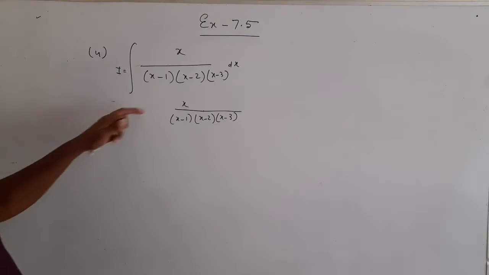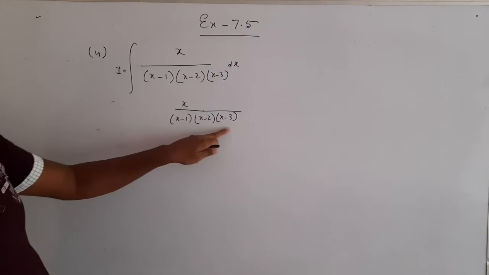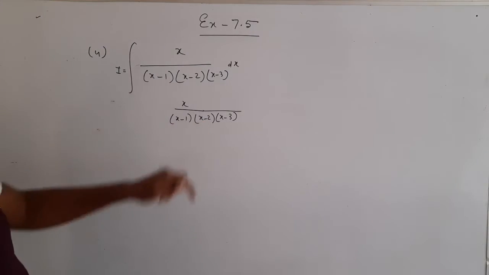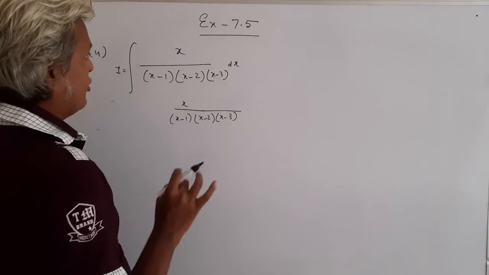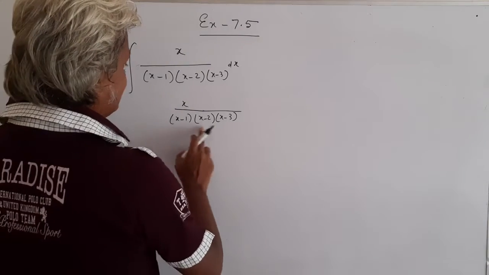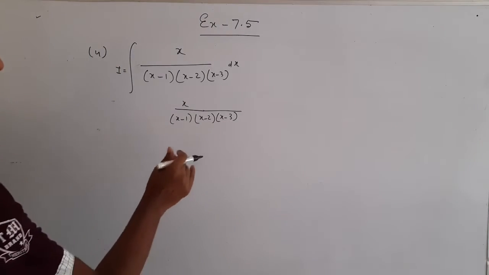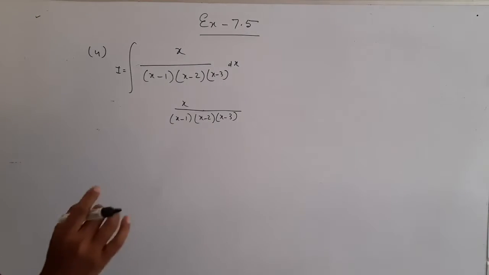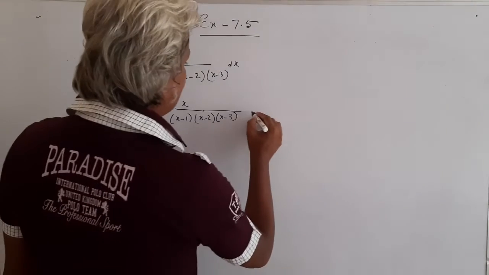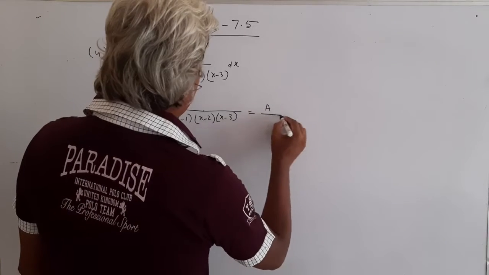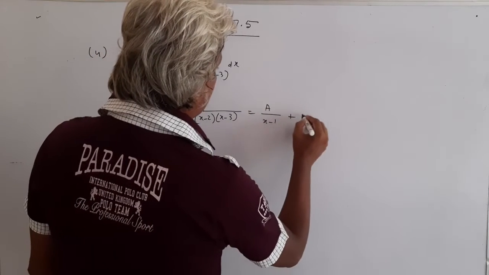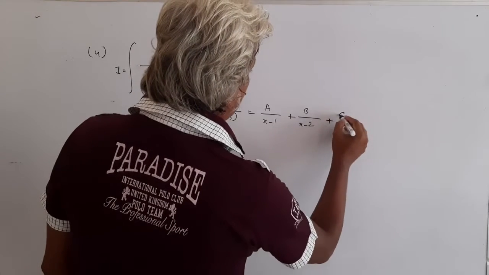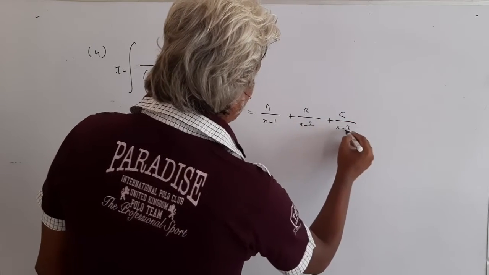Numerator is a polynomial of degree 1 and denominator is a polynomial of degree 3. If you multiply these 3 linear terms, you'll get a polynomial of degree 3. It means this is a proper rational fraction, and since all the factors of the denominator are linear, then they should be expressed like this: a over x minus 1 plus b over x minus 2 plus c over x minus 3.